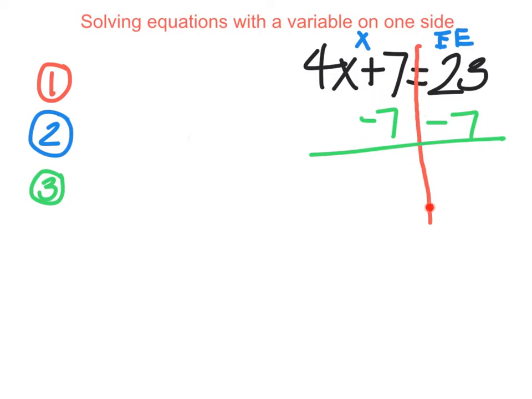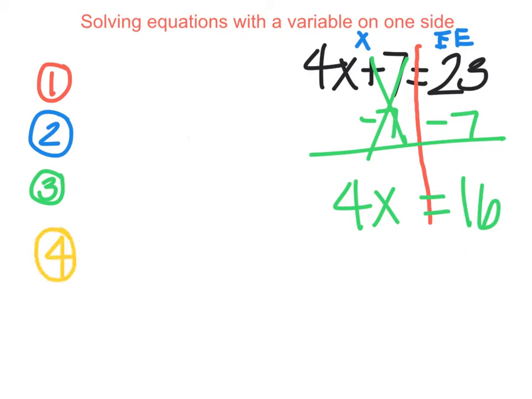This line, remember, helps us keep things balanced. So whatever happens on the left side of that line also has to happen on the right side of that line. So now we're going to start doing our math. 4x plus 7 minus 7, that's going to cancel. I'm left with 4x equals 23 minus 7 is 16.